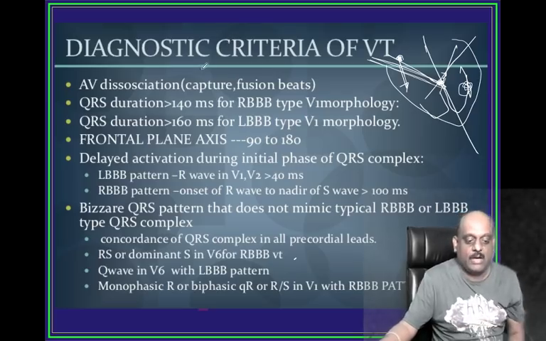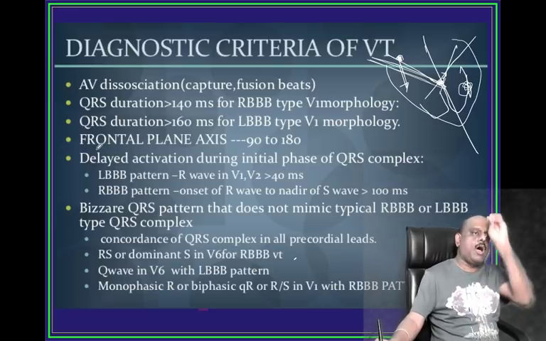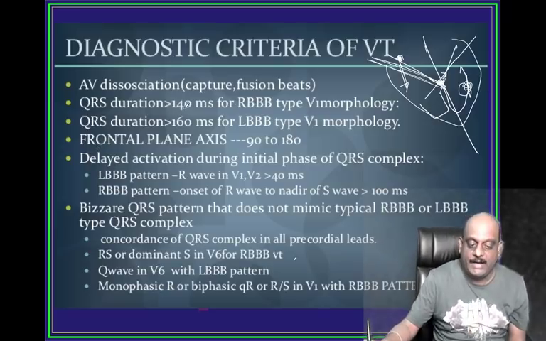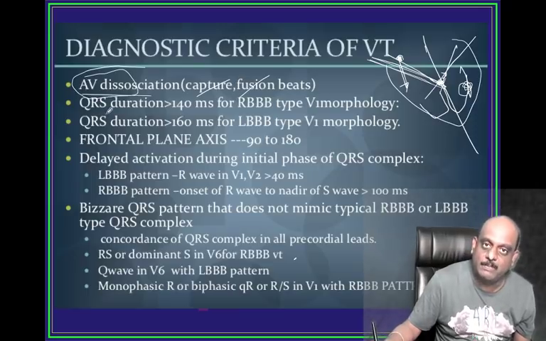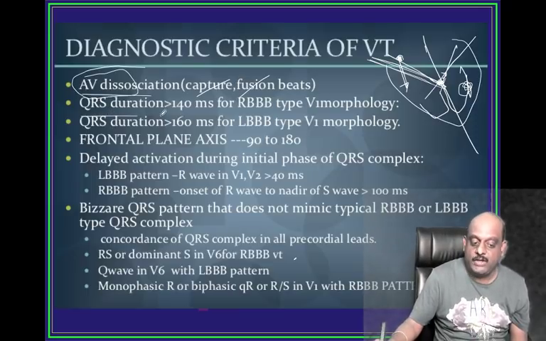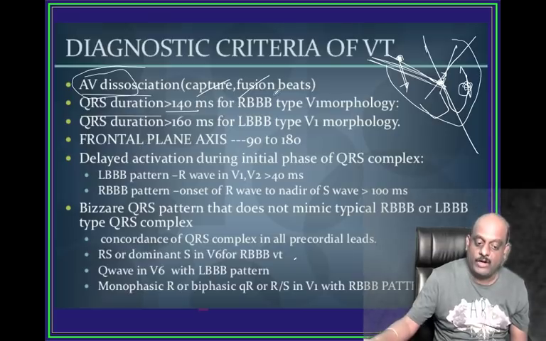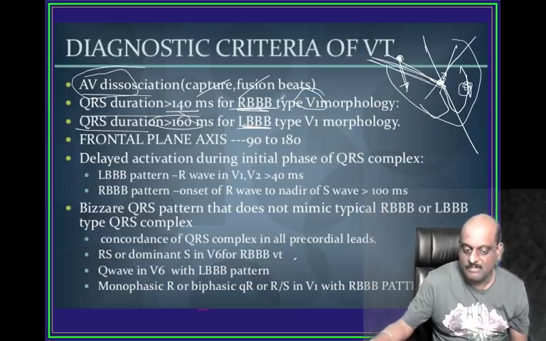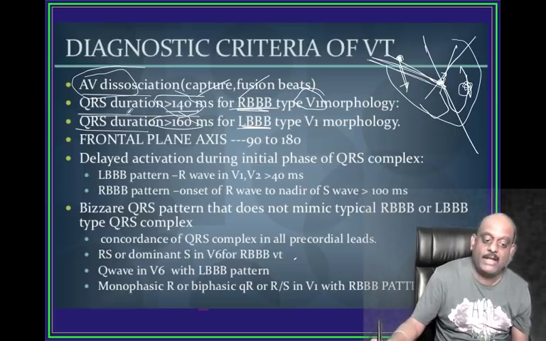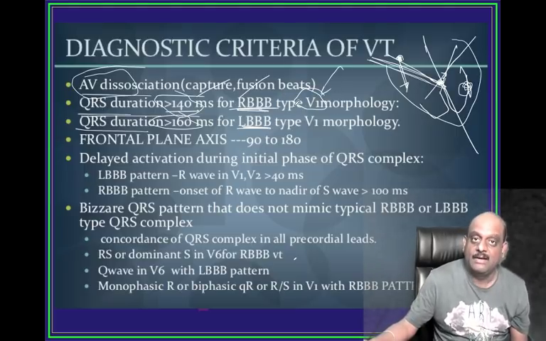Right, doc? Now, to call VT, what are the diagnostic criteria? Number one, capture beats, fusion beats, that is AV dissociation should be discovered. QRS duration, if it is more than 140 milliseconds. QRS duration more than 160, if it is LBBB type of morphology. RBBB type of morphology, QRS duration more than 140 milliseconds in V1. Lead V1 mein dekho.